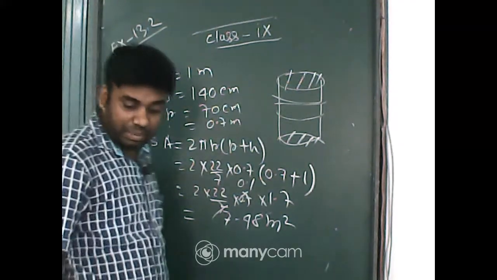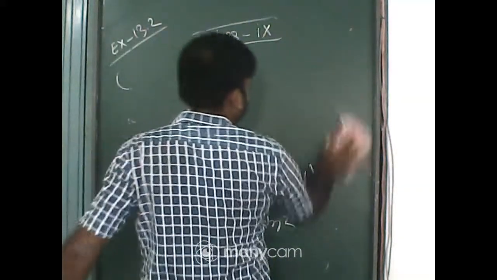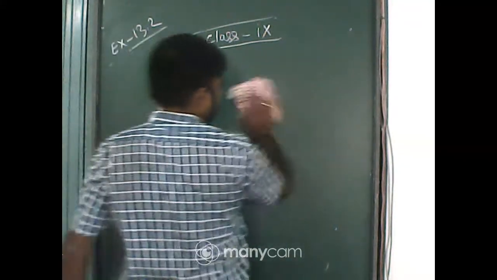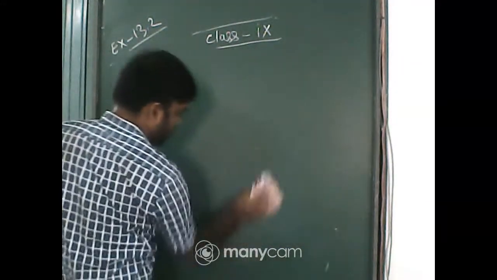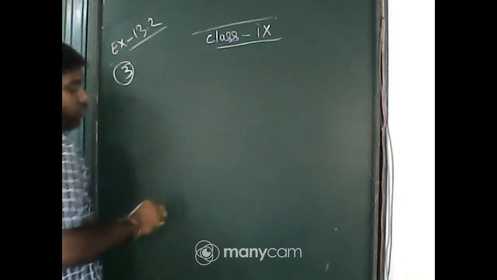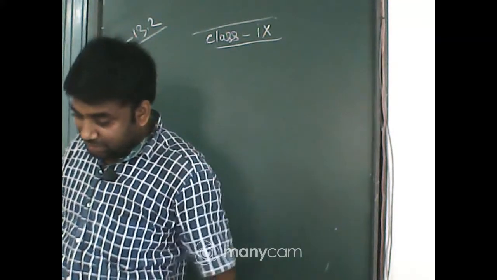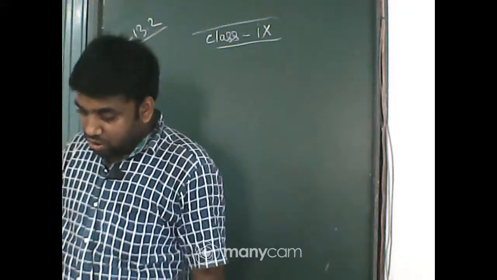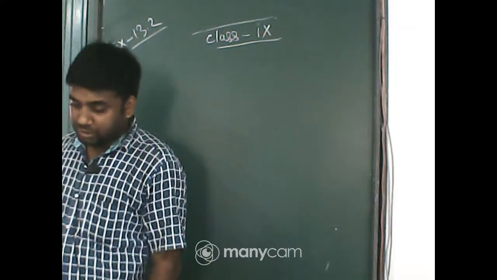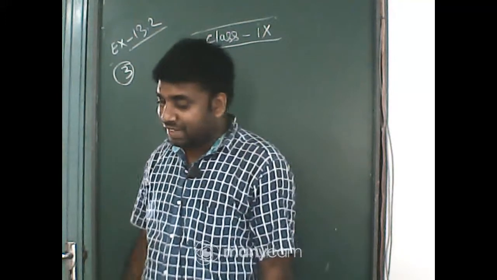Next, that is question number 3. A metal pipe is 77 centimeter long and the inner diameter of the cross section is 4 centimeter, the outer diameter being 4.4 centimeter. Find the inner curved surface area, outer curved surface area, and total surface area.